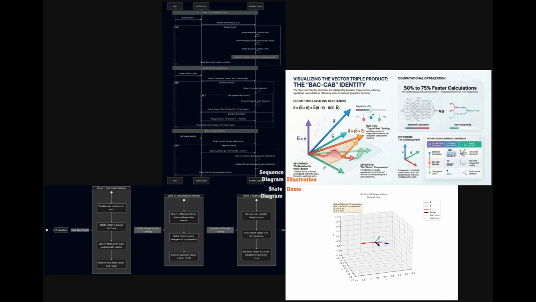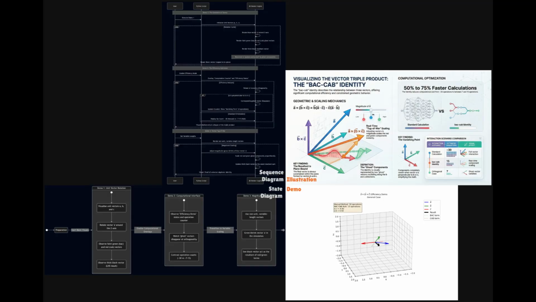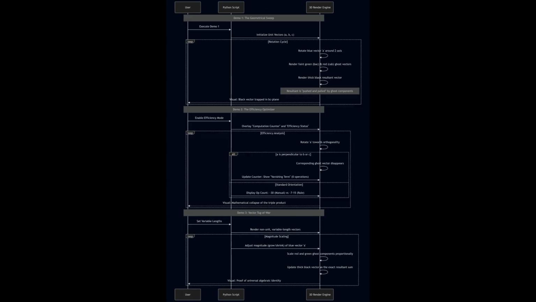Together, these diagrams transform the abstract Levi-Civita symbol logic into a cohesive narrative where the user can see, calculate, and verify that the final cross product is always a linear combination of the inner vectors B and C.